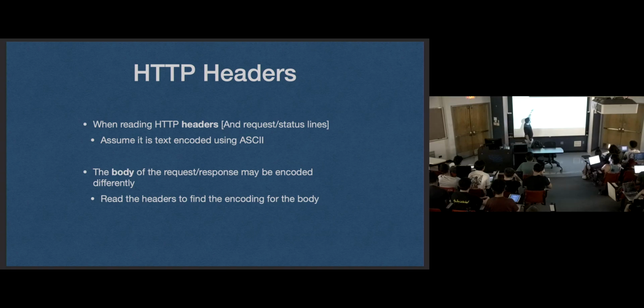We can decode that as ASCII text, and then the body might be encoded using any encoding ever imaginable. So the body we can't make any assumptions with, but the headers, ASCII only. It's in the HTTP RFC, it says ASCII only. Sorry, bro, it's ASCII only.